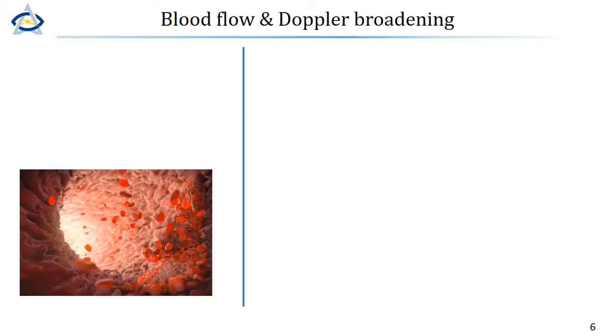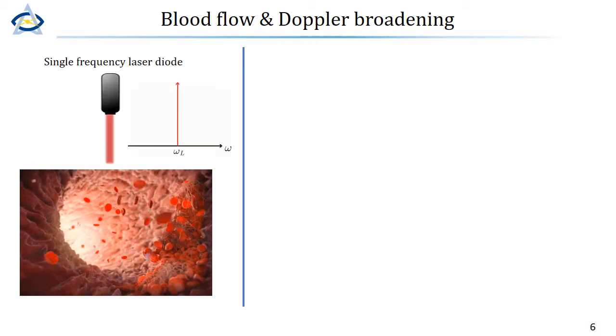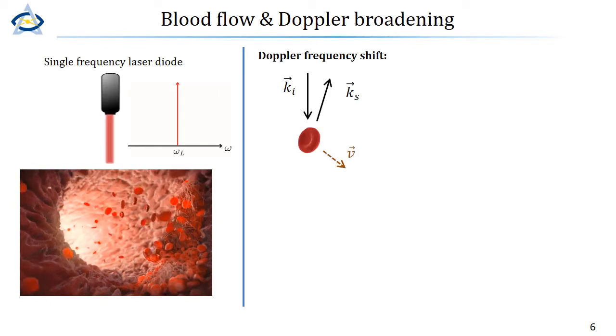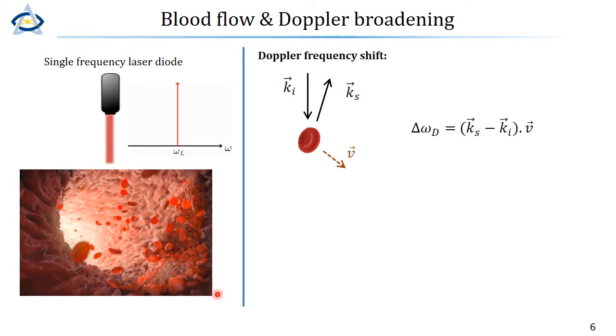To explain how we can have directional contrast, I need to go back to the basics of laser Doppler. So here are red cells flowing through blood vessels, let's say in the eye fundus, and we illuminate them with a single frequency laser diode. Thanks to the Doppler frequency shift, the frequency of the waves scattered by the red cells is going to be shifted by a quantity that depends on the scattering direction and the velocity vector. So a greater velocity means a greater Doppler frequency shift.